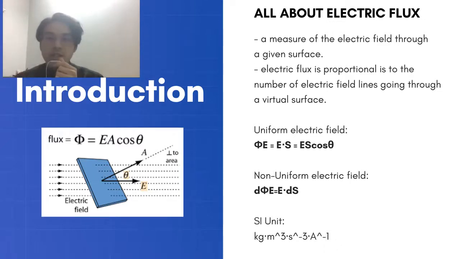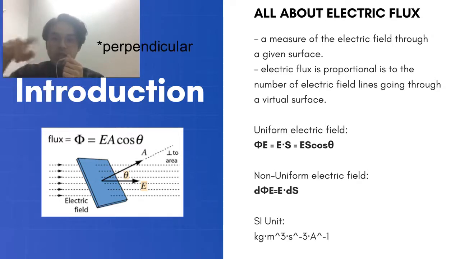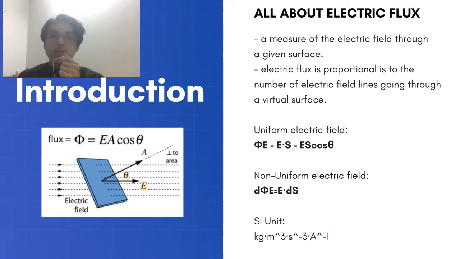For a better and clearer understanding, I will imagine electric flux is something like this. This is two metal plates, and this is electric field lines. Electric flux happens when there is a force going through the electric field lines, and the angle will be proportional to the electric field lines. So when the force cuts through the electric field lines, that is when electric flux happens.